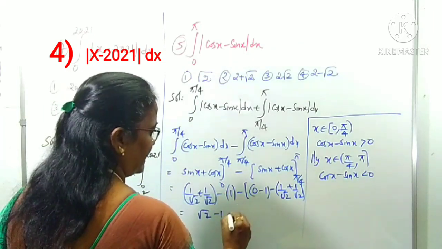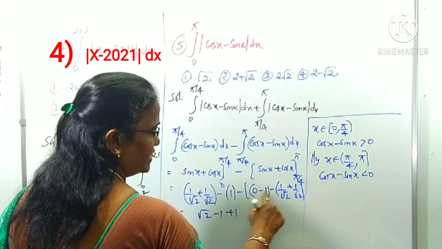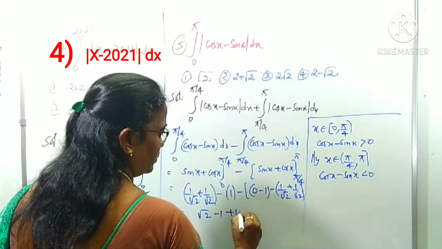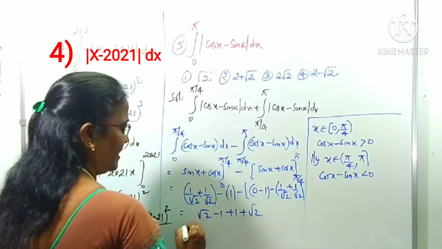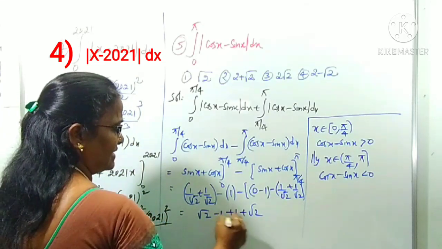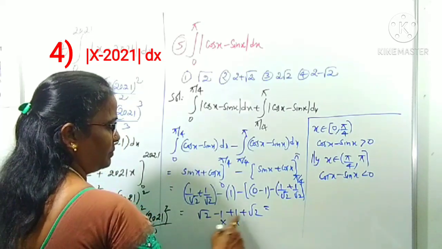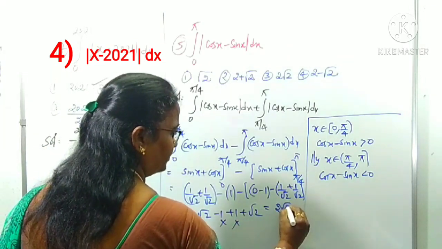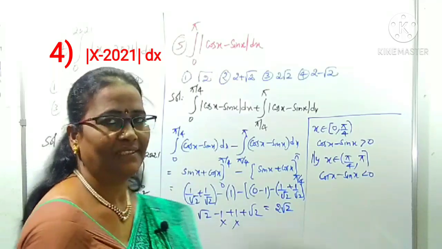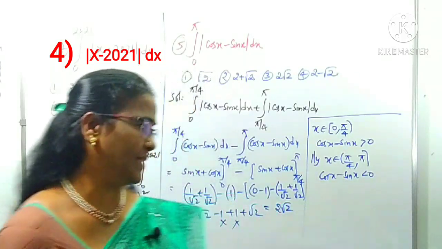Now minus into minus is plus 1. Minus into minus plus root 2. Right? What happened here? Plus 1 minus 1 gets cancelled. What is the leftover? These two get cancelled. Root 2 plus root 2 is 2 root 2. Okay, this is our result.